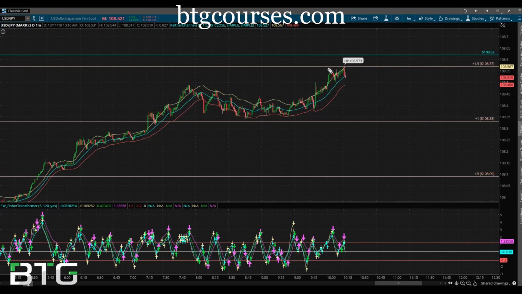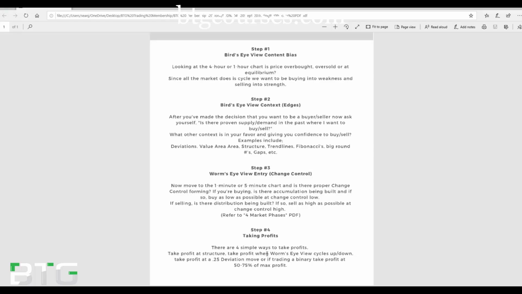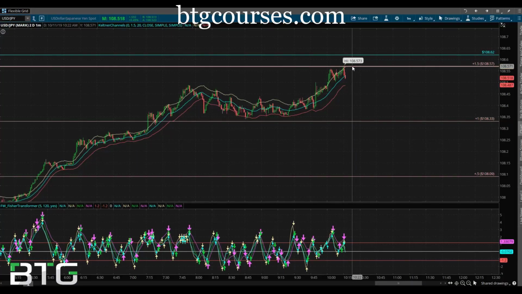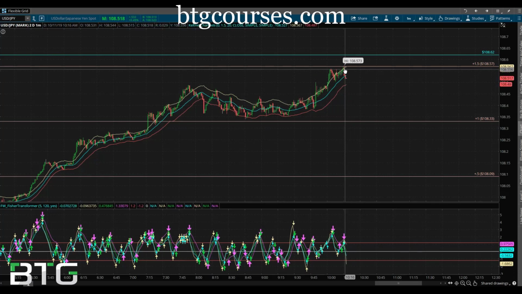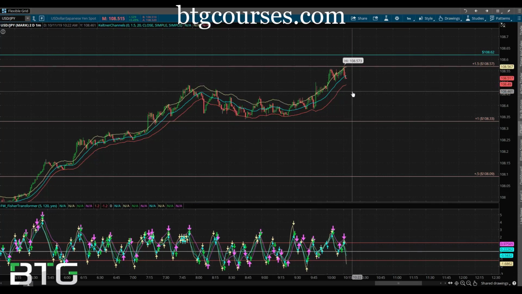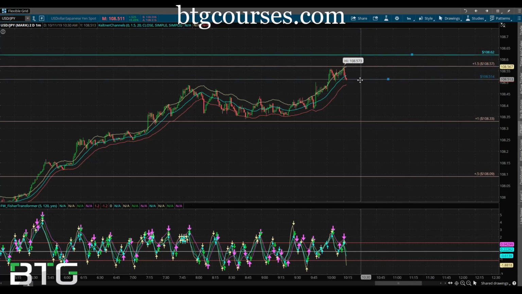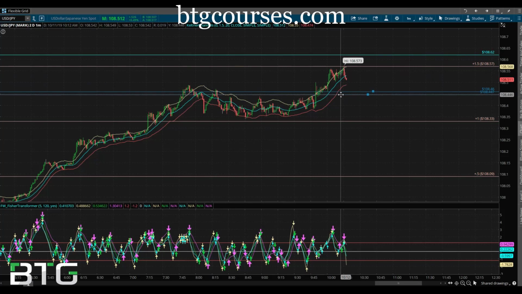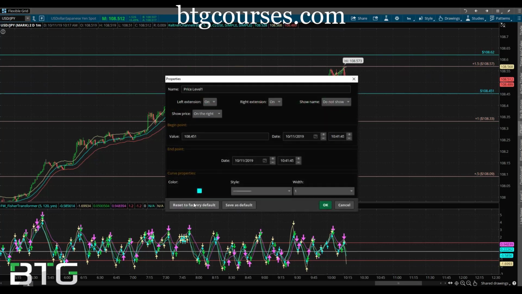Now, step number 4, this is important. Take profits. You get the move, take the damn green. And so I'm going to actually use a quarter deviation move. A quarter deviation is roughly 12 points. So 57 minus 12 will put me right about here, 108.45. So I'm going to move that to right there. That's right there, quarter deviation move.